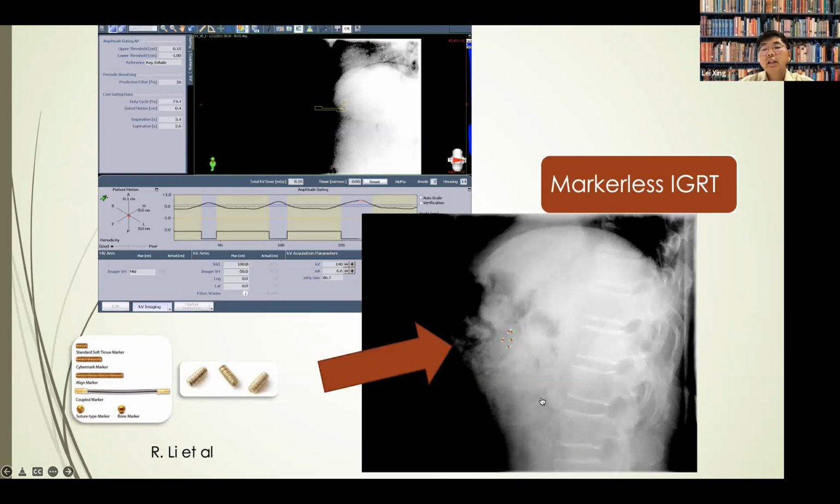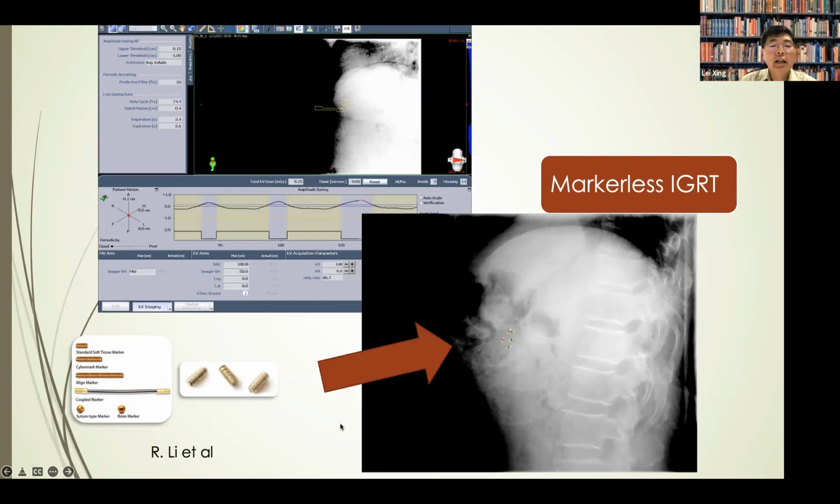And it's not only expensive, but it also has a lot of complications. For lung, it's infection and pneumothorax, and for liver, bleeding, just to name a few. So that's why, in order to hit the target precisely, we have to implant fiducials.